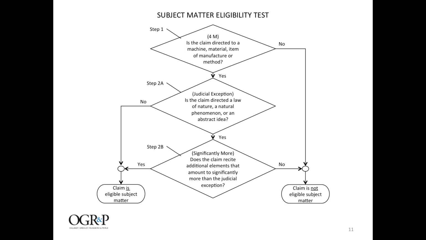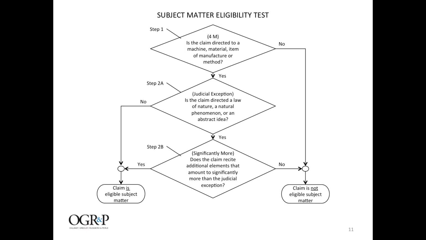subject matter. So just by way of example, let's say that I invented this chair. This chair is an item of manufacture. So for the chair, step one, is it one of the 4Ms? The answer is yes. Is it a judicial exception? No, it's not an abstract idea, it's not a natural phenomenon, and it is not a law of nature. So it would fall off to the left side there out of the no exit, and it is eligible subject matter.